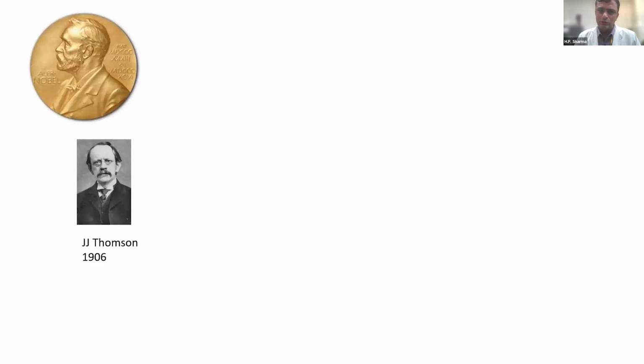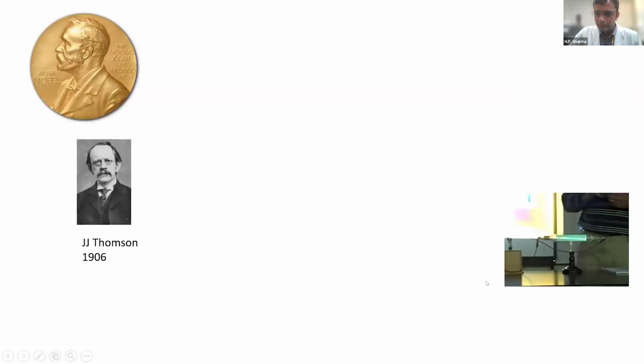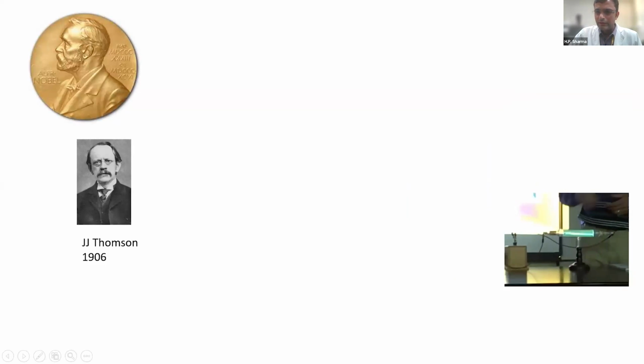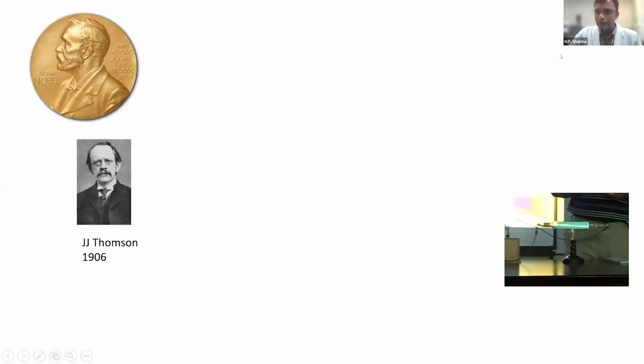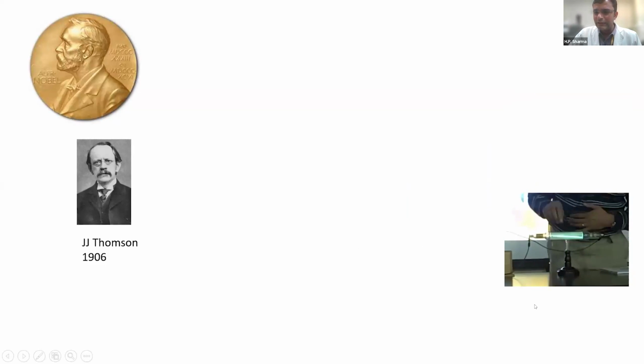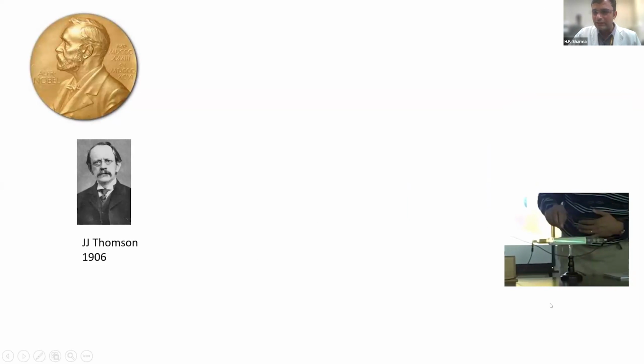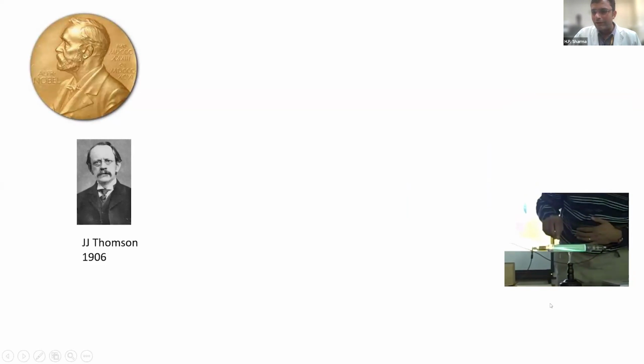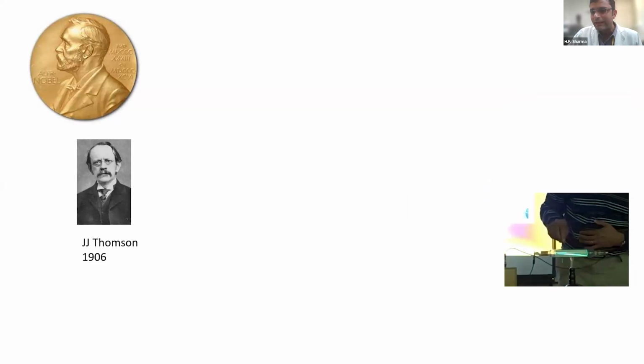So what did J.J. Thomson do? There is a small video, so let me start it. In this video, you can see that this gentleman is trying to replicate what J.J. Thomson tried to do. A cathode ray is there and he is applying a magnet, and because of the application of this magnet, there is a deflection in the cathode ray.